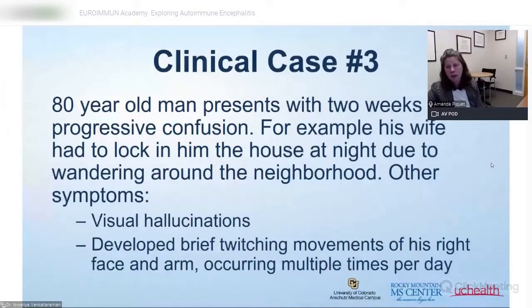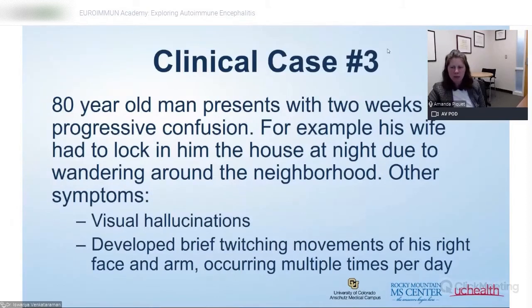Here we have an older individual. He's 80 years old. He presented with 2 weeks of progressive confusion. Just an example that his wife gave is she had to lock him in the house at night because he would get up and start wandering around the neighborhood. Additional symptoms included visual hallucinations.